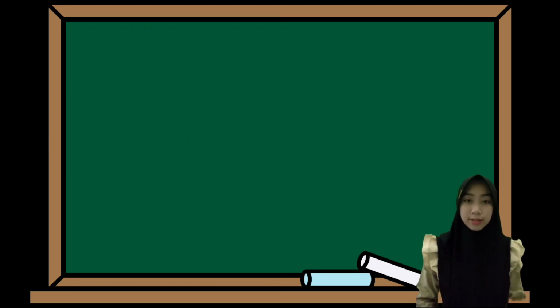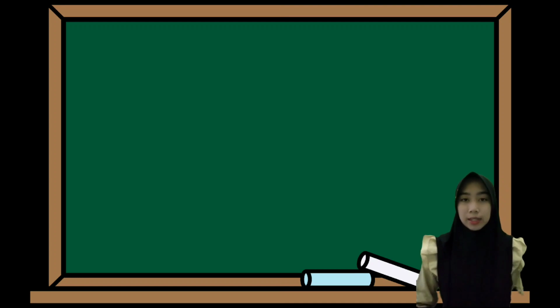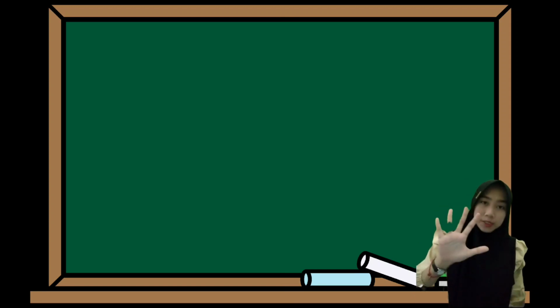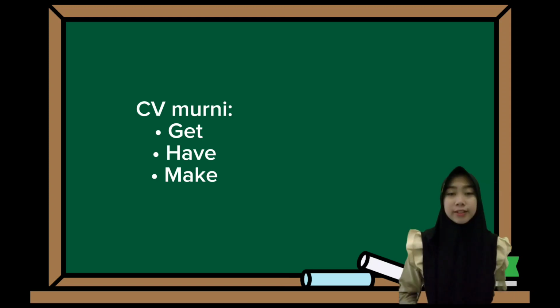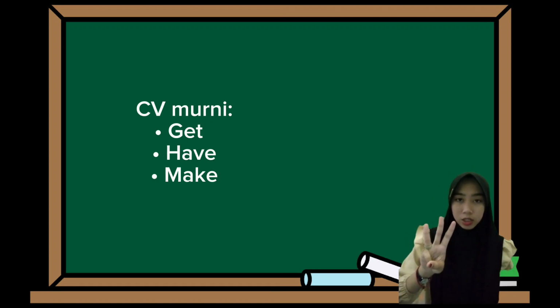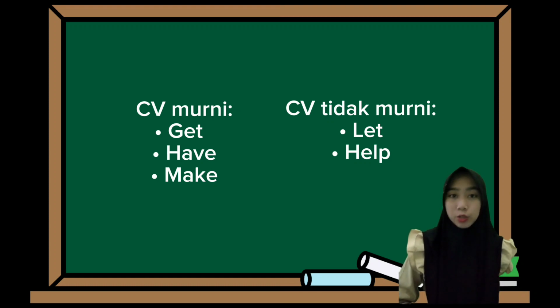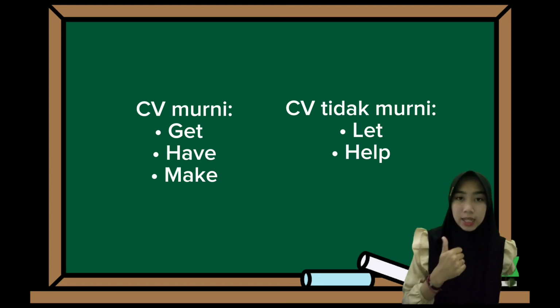In causative verbs, there are two kinds. First is pure causative or causative murni. And the second is unpure causative atau causative tidak murni. Actually, there are 5 verbs in causative. In the pure causative, there are 3 verbs. They are get, have, and make. And in the unpure causative, there are 2 verbs. They are let and help.